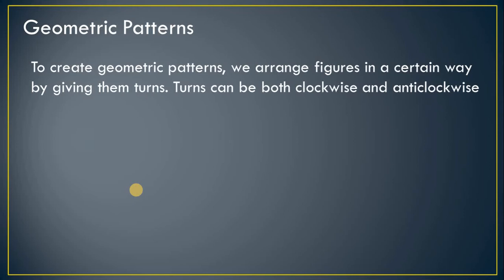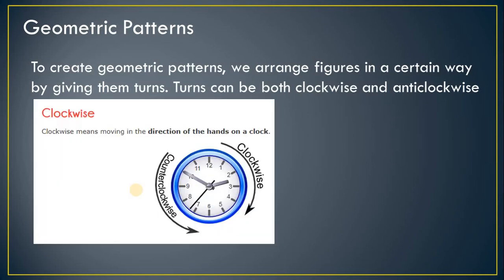To create a geometric pattern, we arrange the figure in a certain way by giving them turns. Turns can be both clockwise and anti-clockwise. For example, go through this shape, it is nothing but clockwise and anti-clockwise. This direction, as it is related with the clock, is known as clockwise and anti-clockwise.